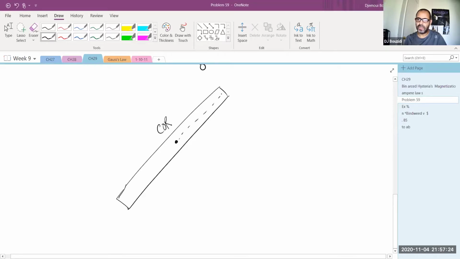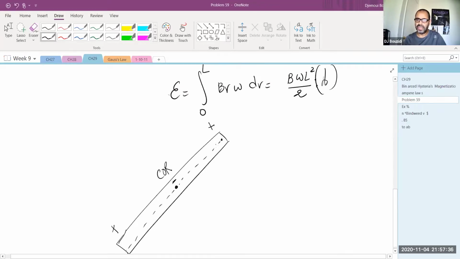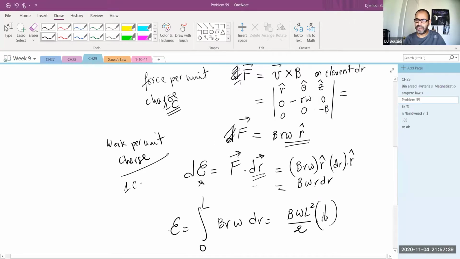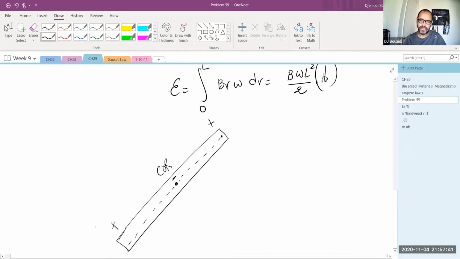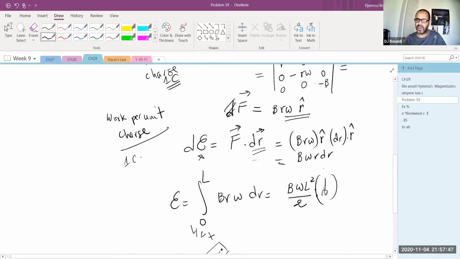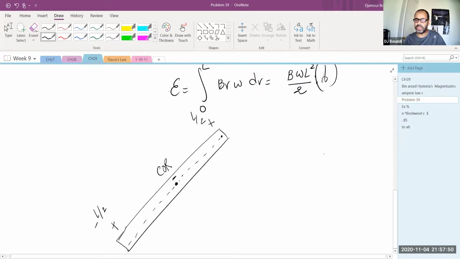Obviously, charges will start to pile up in here. Positive, okay, depleting this region, but also they will start to pile up in the other side too. In other words, this integral is going to be from negative L over 2 to positive L over 2. And since this is an odd function, it's going to give me 0. So it's the same integral as before, B omega R dr. But the boundaries of integration become from negative L over 2 to positive L over 2. And this should give me R squared over 2 integrated between these two limits. So it's going to give me 0.